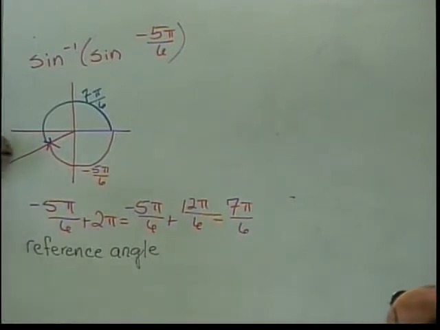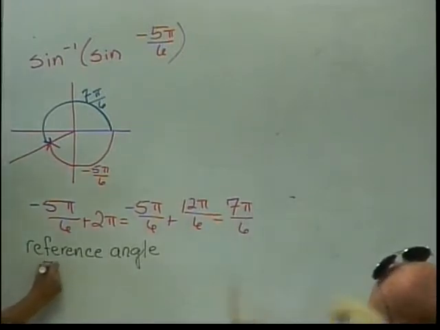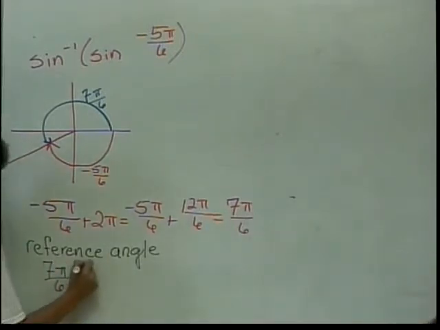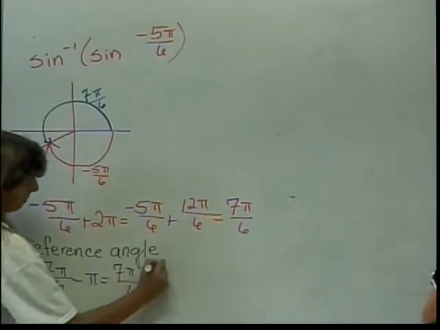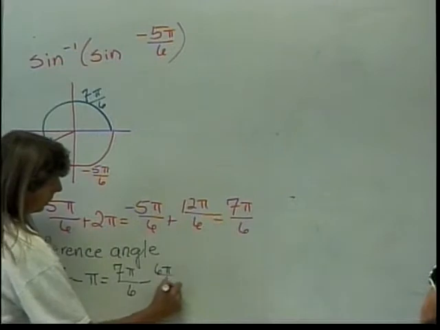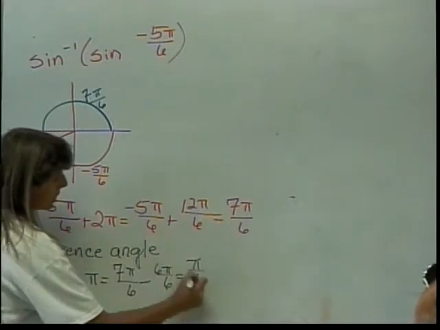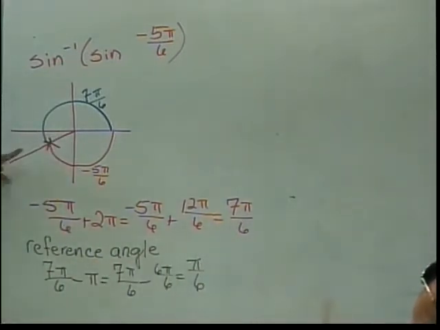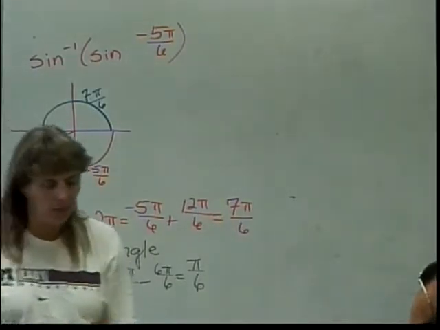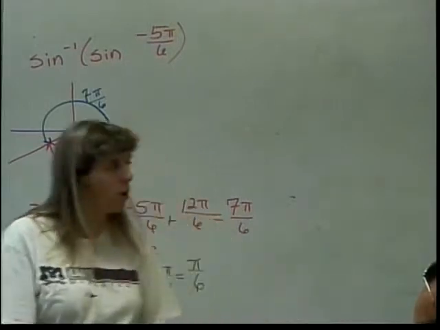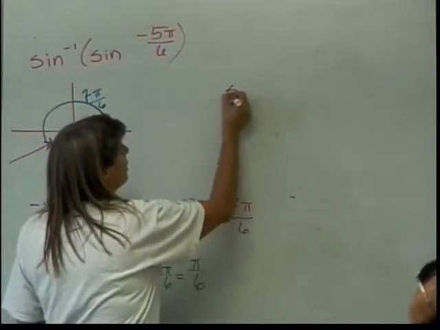So the reference angle in quadrant 3, how do I find it? The angle minus pi. So I take my 7 pi over 6 and subtract pi. That will be 7 pi over 6 minus 6 pi over 6, which gives me a reference angle of pi over 6, because it's in quadrant 3 where the terminal side is. Okay, pi over 6. I need to worry about the sine of pi over 6. That'll give me the basic value for my sine of negative 5 pi over 6.